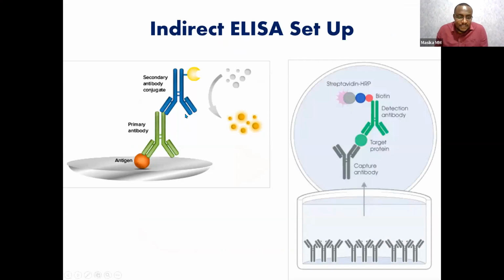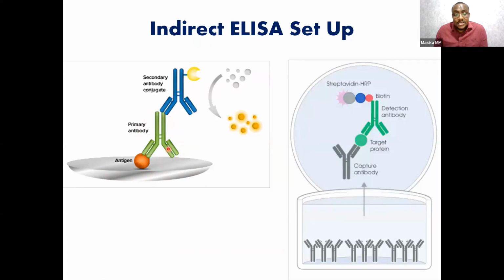On the left, you have an indirect ELISA. This at the bottom is a plate or a well, which you are buying from the manufacturer already with the antigen fixed on that plate. And what you're interested in detecting is the primary antibody.